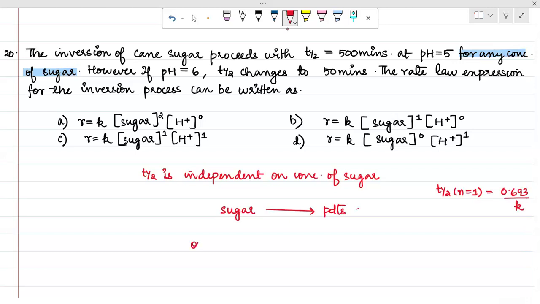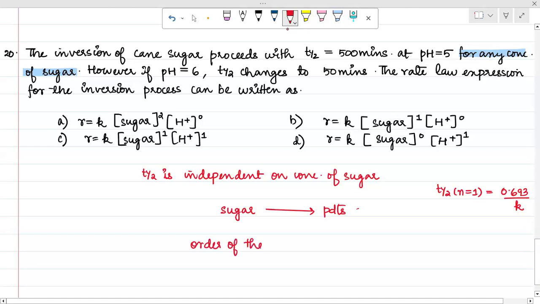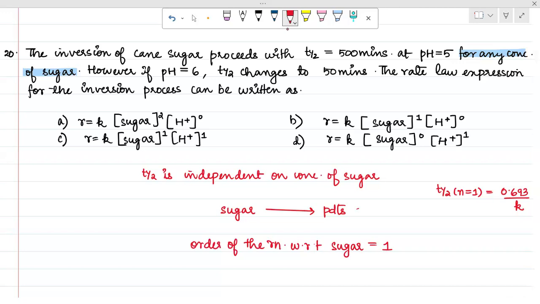It is independent of the concentration of the reactant. Hence, the order of the reaction with respect to sugar is 1. How did you get that? Because T half is not changing with concentration. T half does not change with the concentration of the sugar, meaning it is a first order kinetics with respect to the sugar only. So now look among the options. Here the concentration of sugar is depending in a second order kinetic manner. So it's not option A. Here it is zero order, so it's not option D. So you can cancel two options. It's either B or C.